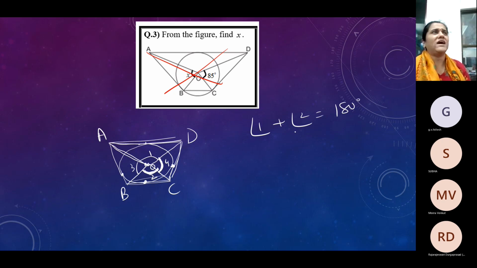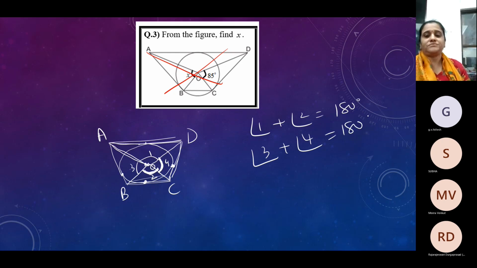We have proved this in NCERT. I think it's the last one. NCERT second exercise, last proof, I think it is. Angle 1 plus 2 is 180, and 3 plus 4 is equal to 180. There you will have to join this and many other things, but the result is this.